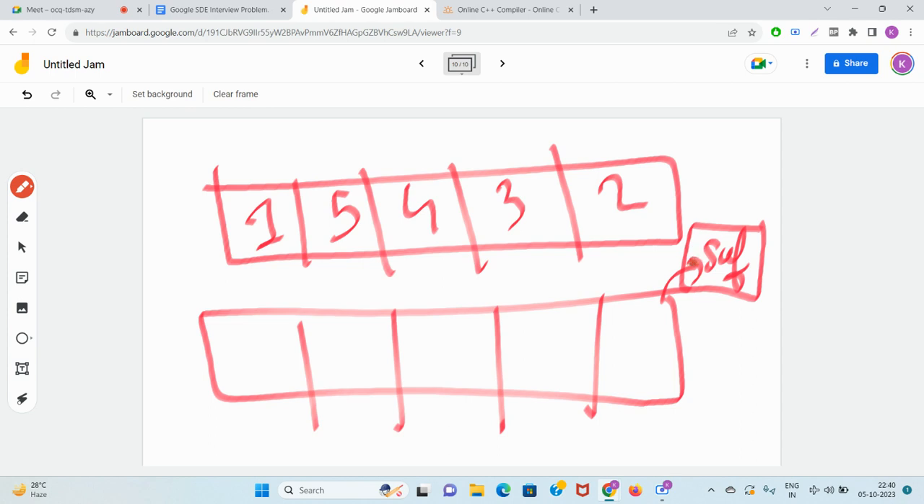So now, guys, what is the length of the largest subarray which is starting at this index and it is decreasing?